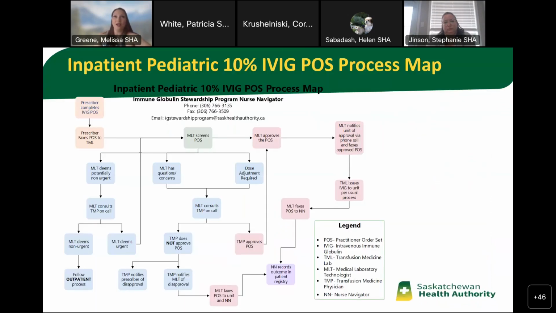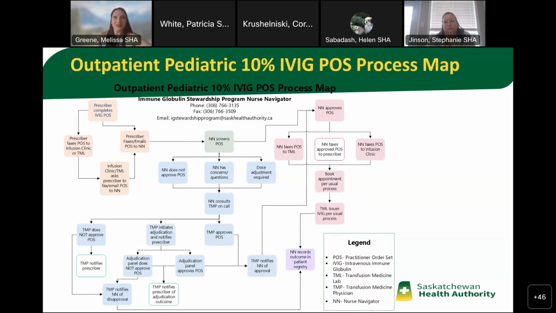Up next, we created an inpatient pediatric 10% IVIG POS process map. So the inpatient process map does differ from the outpatient process map. Our contact information is on the top in black up here. It just basically leads you through the whole process. If you have any questions or concerns at any time when you're looking at an order set as an inpatient, you can definitely reach out and contact us and we can try and help troubleshoot.